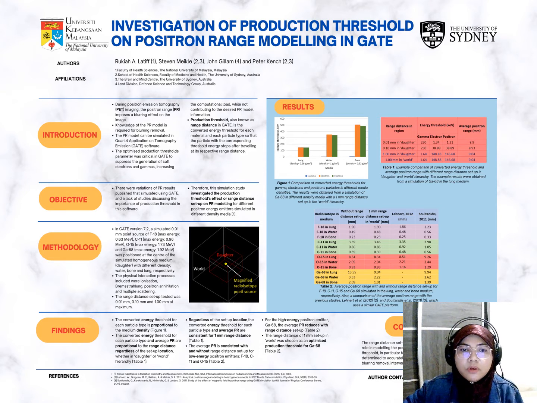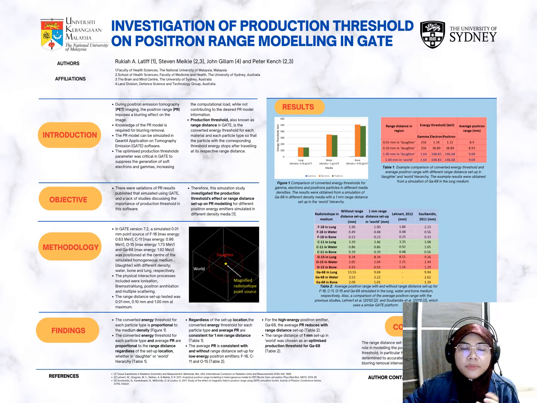And second, we want to know what the effect is if we set up this production threshold in the dotted or world hierarchy. And here in table 1, we found that the energy possessed by those particles as well as positron range models are proportional to the range distance regardless of the setup location, whether in dotted or world hierarchy. And furthermore, regardless of the setup location as well, these energy results and positron range models are consistent if we're using a 1 millimeter production threshold.